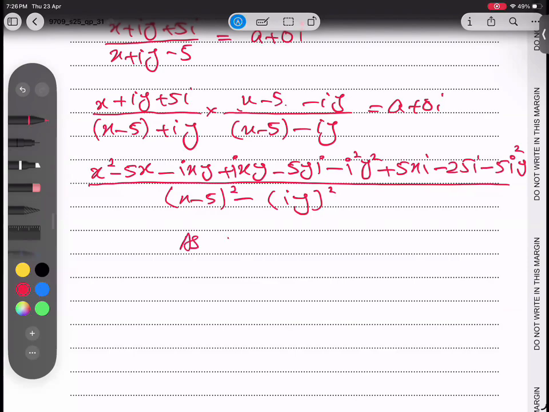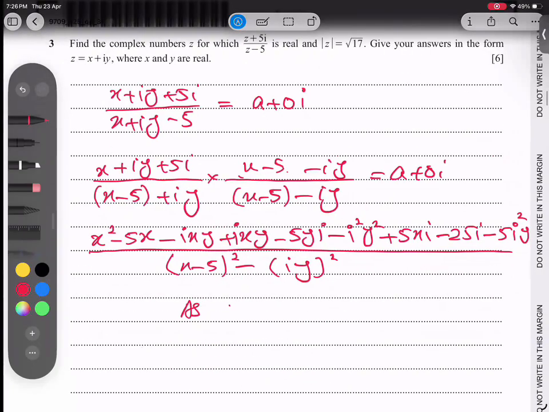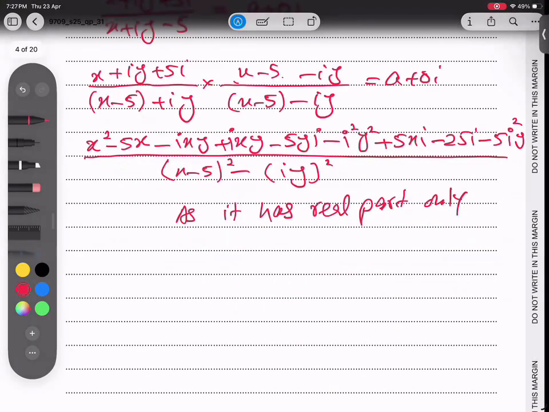Let me write the wording. As z has a real part only, no need to write again. So the imaginary part is equal to 0. So I take the I part only. Get ready, this is the I part.